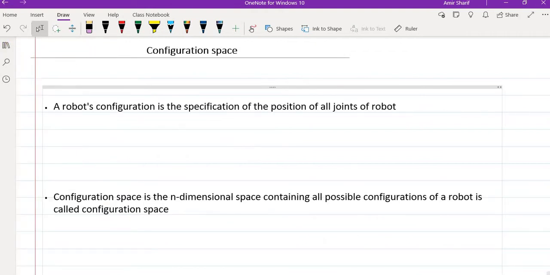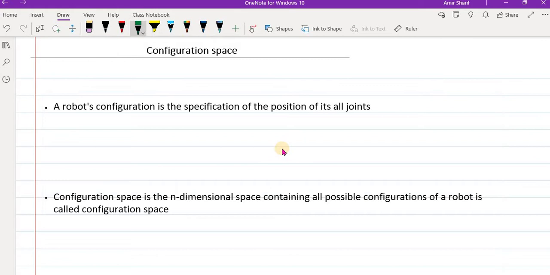So firstly, we have to define what is a configuration of a robot. And here we are talking about industrial robots, industrial robotic manipulators, you can call it. A robot's configuration is a specification of the position of all of its joints. I think that will be proper.